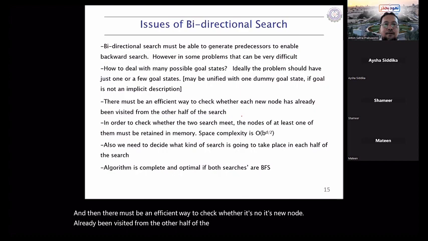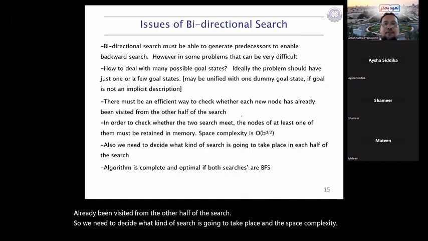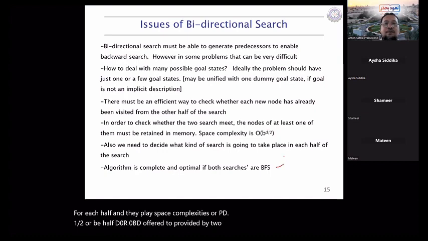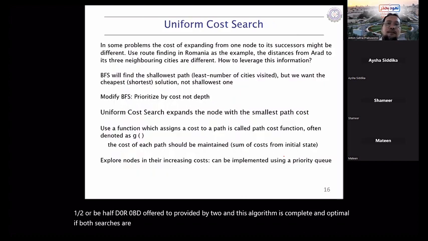So we need to decide what kind of search is going to take place in each half. The space complexity is O(B^(D/2)), that is, B to the D over 2. And this algorithm is complete and optimal if both searches are BFS.